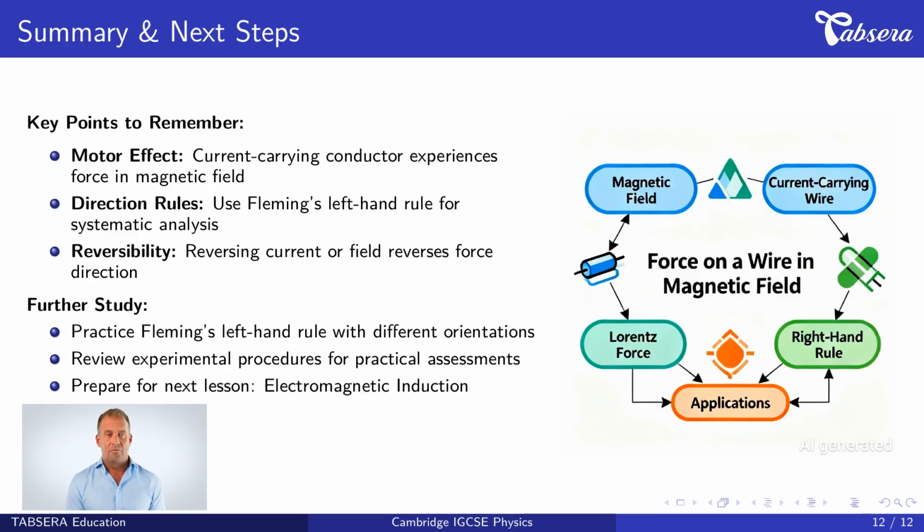Second, direction rules require systematic application of Fleming's left-hand rule, where your first finger represents magnetic field direction, second finger represents current direction, and thumb shows force direction. Practice this rule until it becomes automatic.